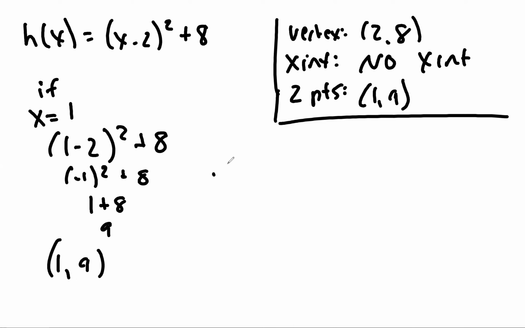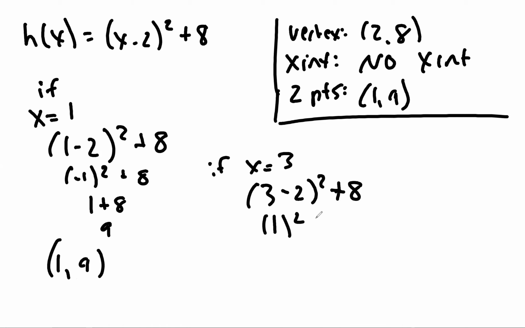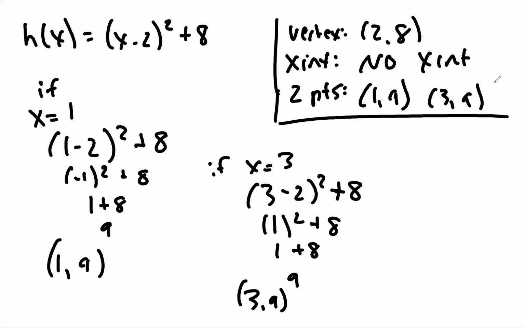And then we already said, well, what if x was equal to 3? And so I bring down my function, I put a 3 in the place of x, and I say, okay, well, 3 minus 2 is 1, and 1 squared is 1, and 1 plus 8 is, again, 9. And so I have the point (3, 9). And so now I have 3 points. I have the vertex and 2 other points, and really that's all I need.